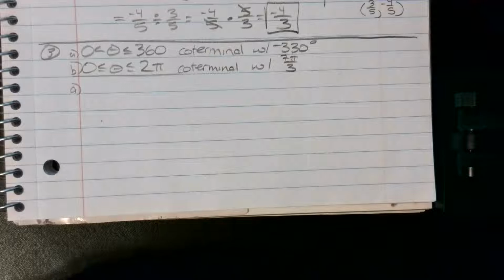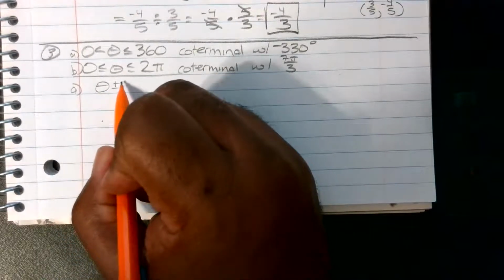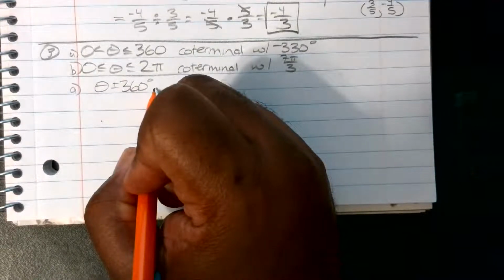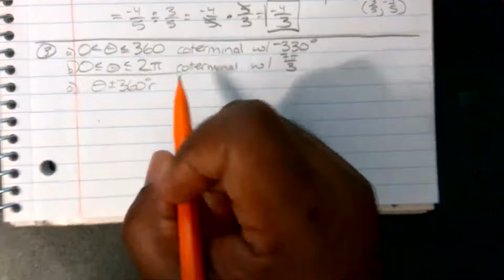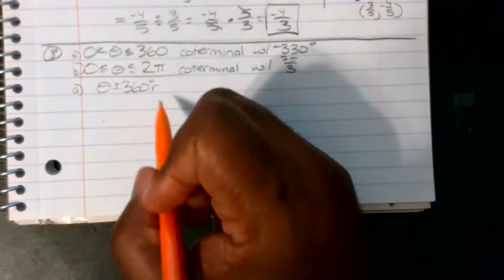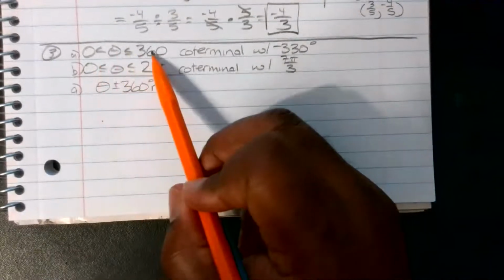So for A, coterminal means co means together, terminal means ends. So it's two angles that end together. All right, these angles are separated by a series of rotations. So whatever theta is, coterminal is theta plus or minus 360 degrees times r, where r is the number of rotations. That's really math looking. So basically, you add or subtract multiples of 360. They want us to find something that's between 0 and 360.